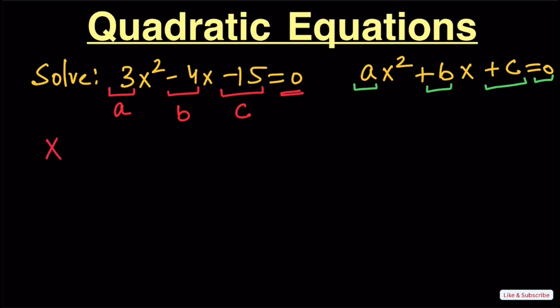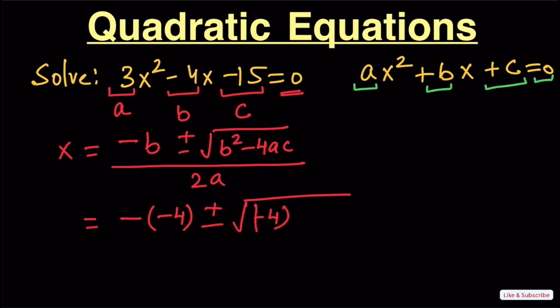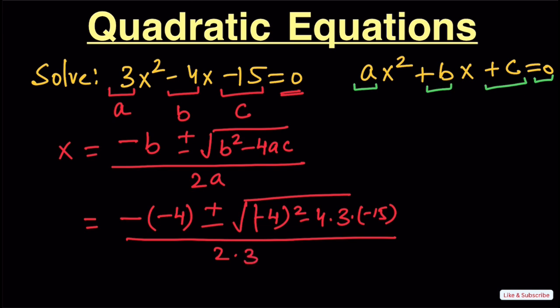Now what is the quadratic formula? The quadratic formula is x equals negative b plus or minus the root of b squared minus 4ac, over 2a. Now plug in the corresponding values. Negative of b, the value of b is negative 4, plus or minus root of b squared, that's negative 4 squared, minus 4 into 3 into negative 15, because the value of b is negative 4, the value of a is 3, and the value of c is negative 15. And in the denominator I have 2 times a, the value of a is 3.